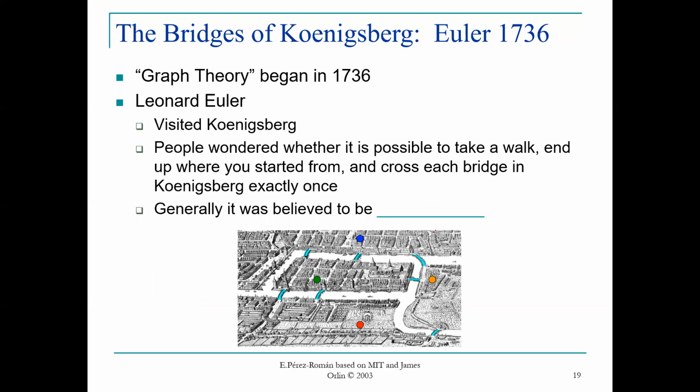A nice application, I mean, this is the beginning of graph theory and networks. It began in 1736. It's called the bridges of Königsberg. Leonhard Euler visited Königsberg, and people wondered whether it is possible to take a walk, end up where you started from, and cross each bridge in Königsberg exactly once. Generally, it was believed to be impossible.